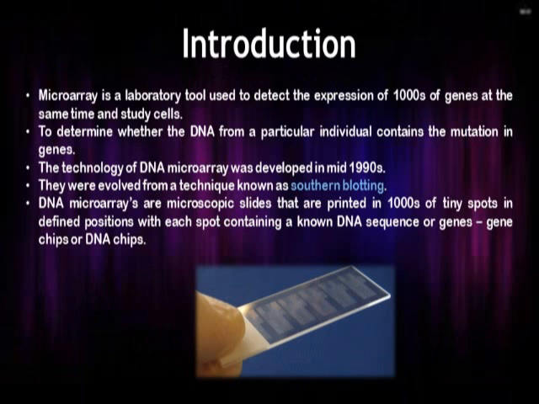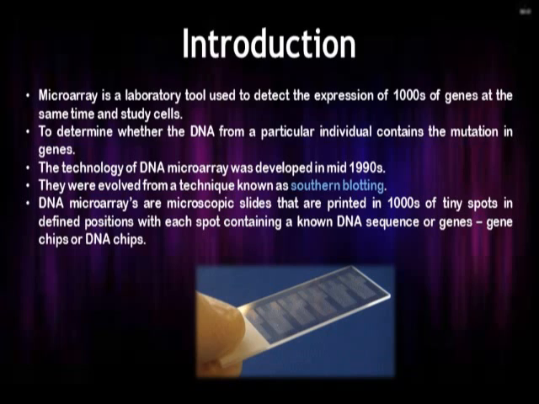Now, what is microarray? Microarray is a laboratory tool which is used to detect the expression of thousands of genes at the same time and study cells. This helps to determine whether the DNA from a particular individual contains a mutation in the genes. It was developed in the mid 1990s and it was derived from a technique known as Southern blotting.